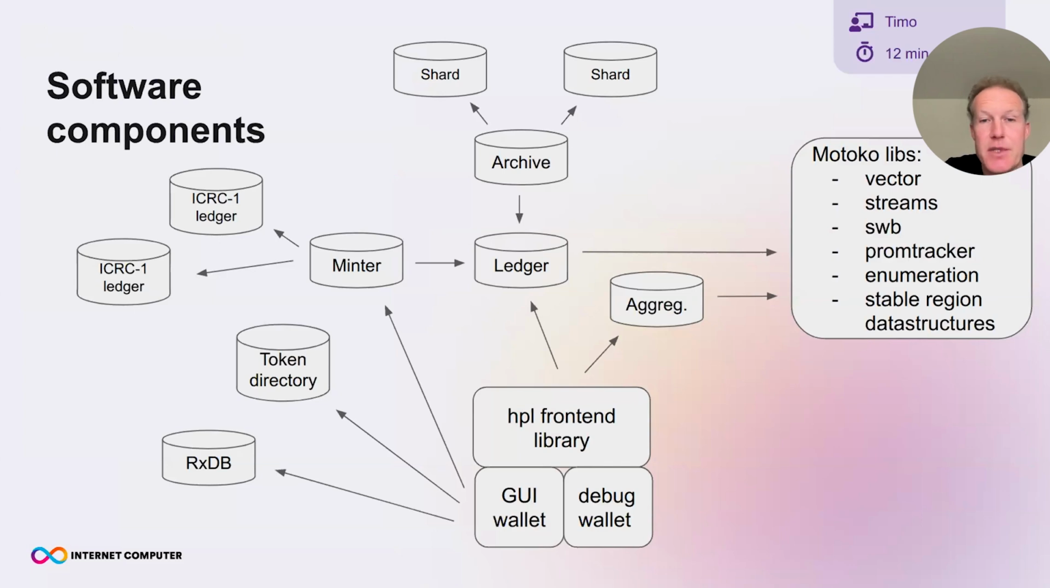And then we have an RxDB canister, which the wallet can use to sync its contact book, for example, between different browsers and different machines. Next slide, please.